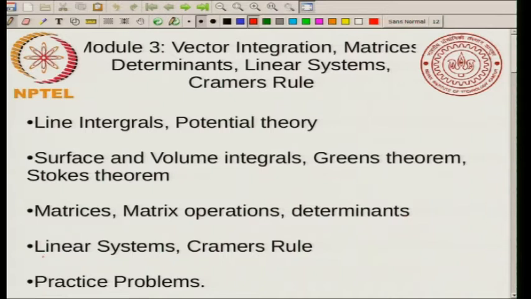Then we will show how to solve a system of linear equations using determinants, what is known as Cramer's rule, and finally we will do some practice problems. So, in this module there will be 5 lectures, and the 5th lecture will just be practice problems. So, let us start. Today I will be talking mainly about line integrals and potential theory.